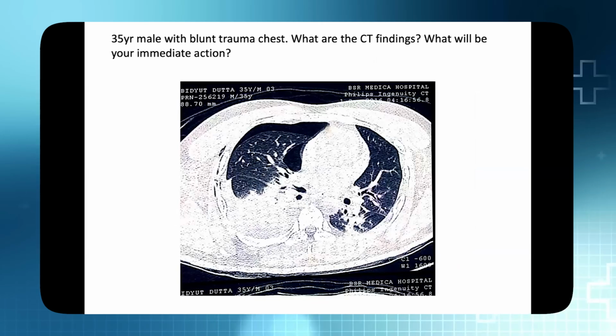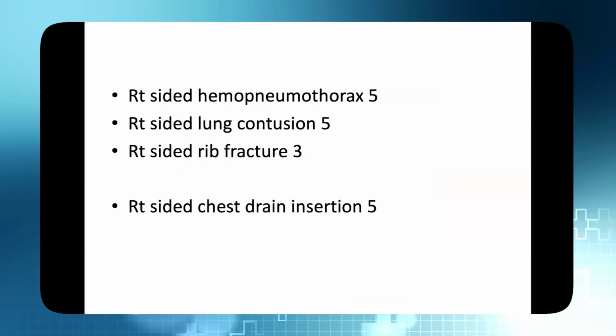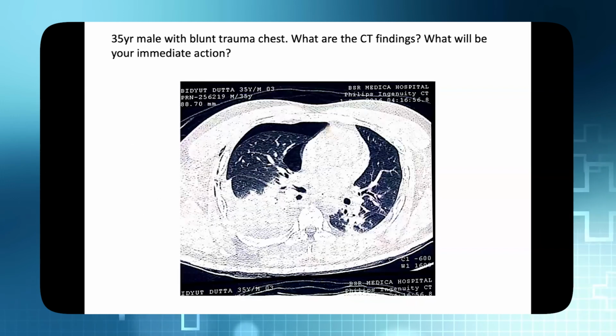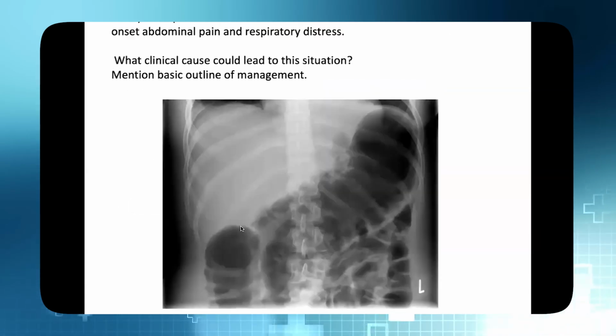Pneumothorax with consolidation of the right lung. Pneumothorax, maybe contusion of the right lung, along with that subcutaneous emphysema. Subcutaneous emphysema is there, and mediastinal shift towards the left side is also there. So right-sided pneumothorax, right-sided lung contusion, rib fracture, and chest drain insertion. Immediate action will be chest drain insertion.